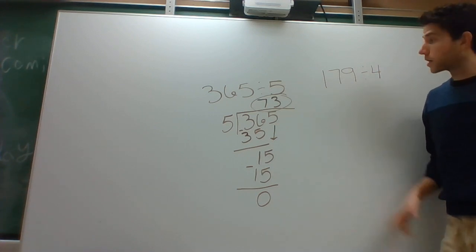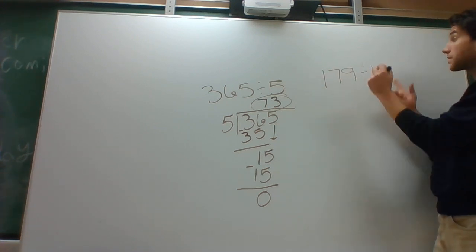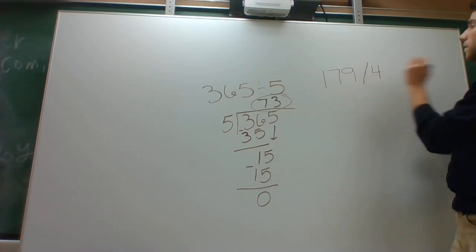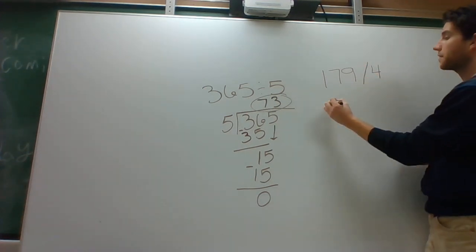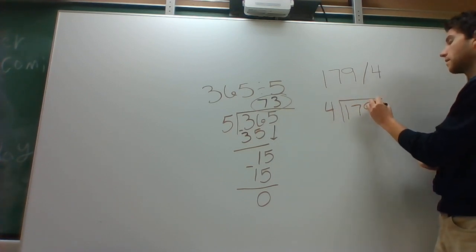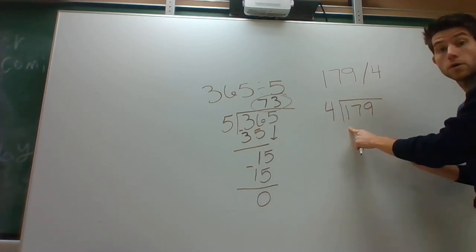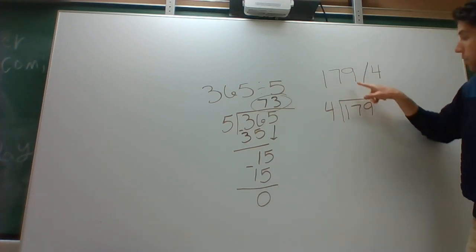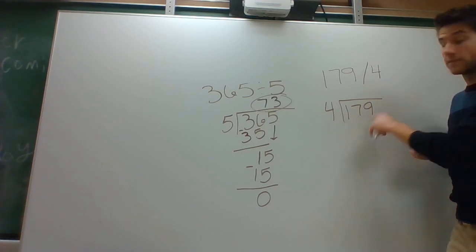I don't know if that'll work. Let's see. I take the second number, and you might see division written like this or like this, and I'm going to put the 4 on the outside. On the inside, I put 179. How many times does 4 go into 1? Which means if I have 1, can I make a group of 4? No, I can't. How many times does 4 go into 17?